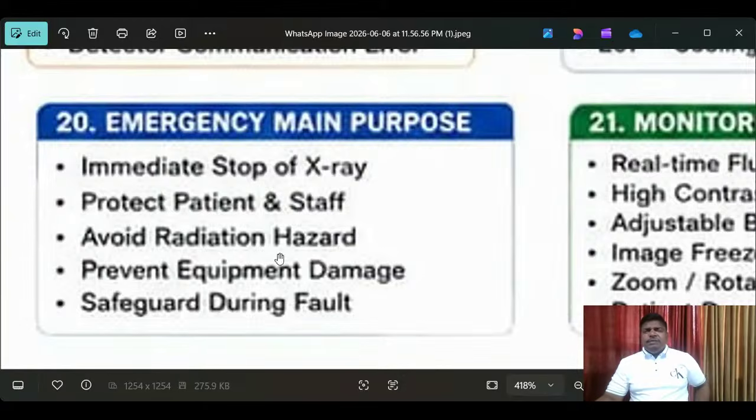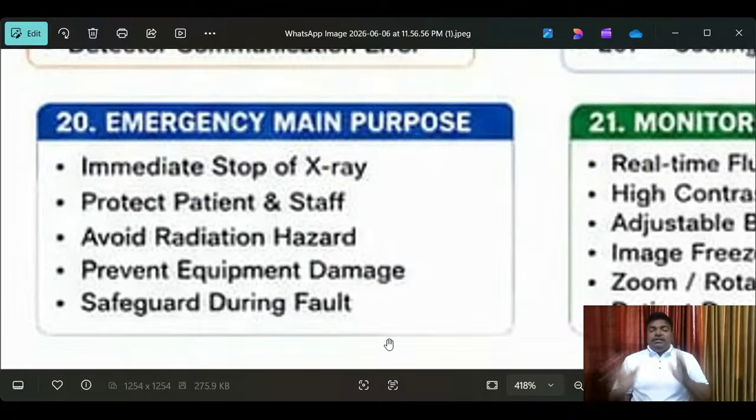So what happens with the emergency purpose? Sometimes electrical fluctuations will come, and suddenly an electrical issue can burn the whole department's electricals. At that time we have to catch which part is very important, which is the main point to power off the switch. That is the main thing to focus on. There you have to stop the X-ray immediately. Who will do this? The technician can do it.